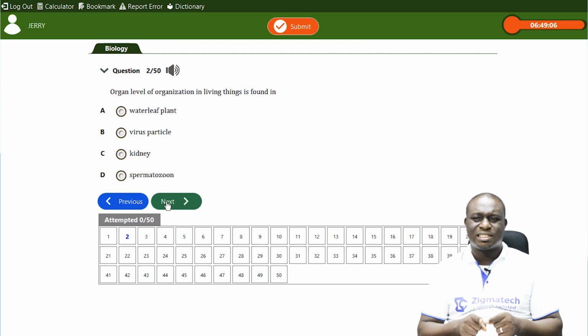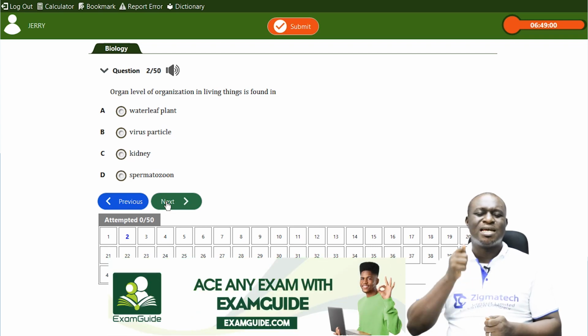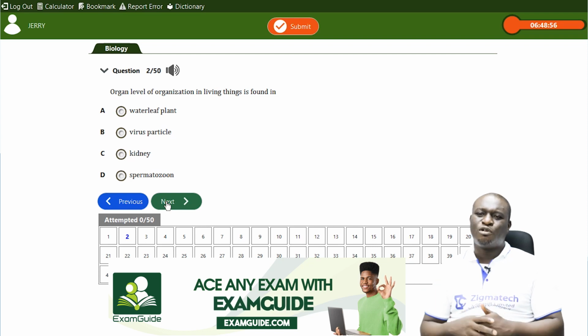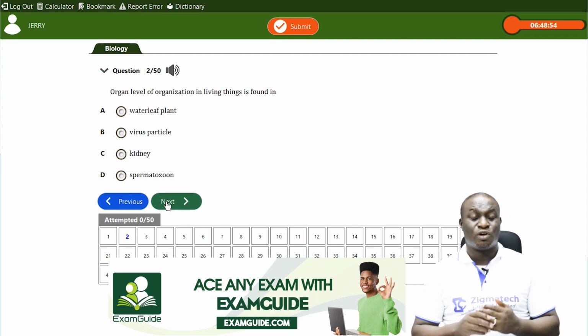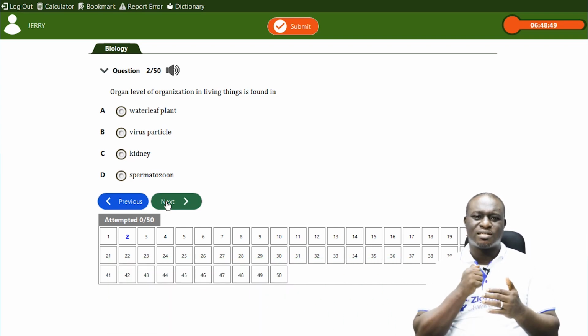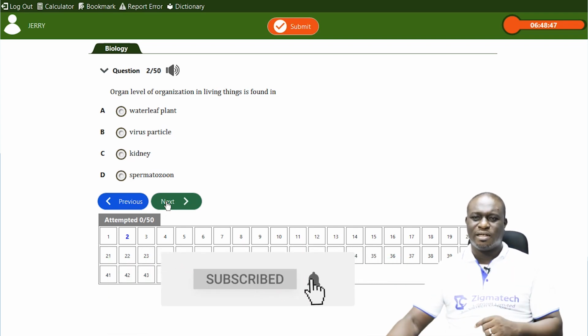And then option D says spermatozoa. Now the spermatozoa is a cell, the sperm cells. It is a cell, so it exists as a cell. So the question asks at which level of organization in living things the organ is found. The correct answer to this question is C, and that is the kidney.